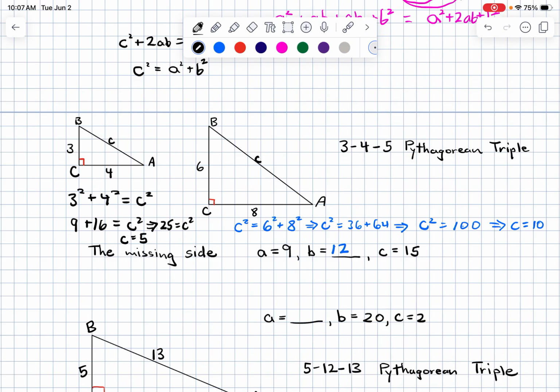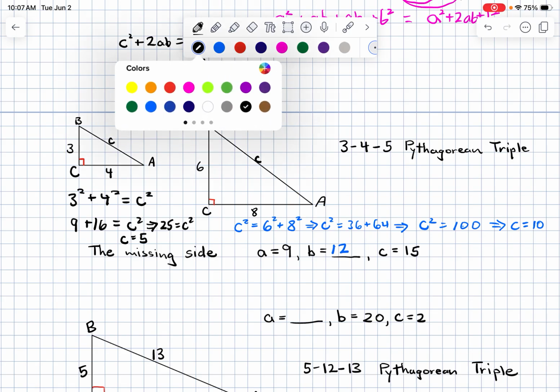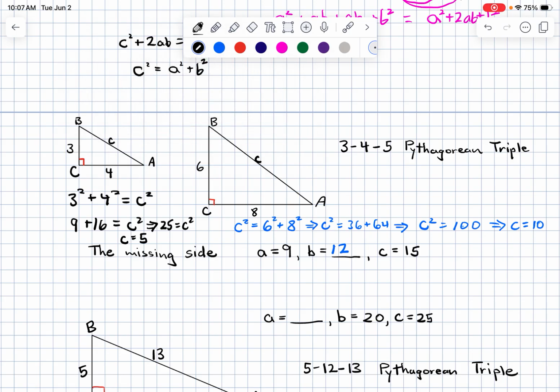So now we want to find A. I think I accidentally erased some of these things. So we've got B is equal to 20, C is equal to 25. Now it looks like I took the 4 and multiplied it by 5 and the 5 and multiplied it by 5. So I would say that A would be 15.